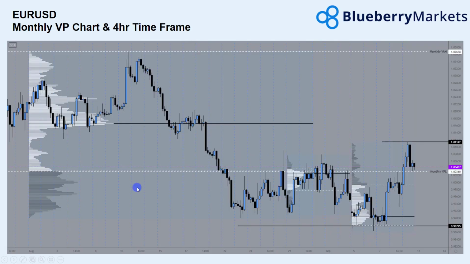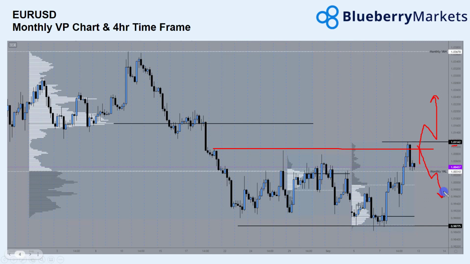Looking at euro US dollar then, I've got the monthly volume profile mixed in with a bit of the weeklies. What's interesting to me at the moment is that we're still kind of capped at that 1.100, and last week's high we got to 1.0114. That's the area for me that I think if price was to take out, we could see some buyers continue to step into the market.